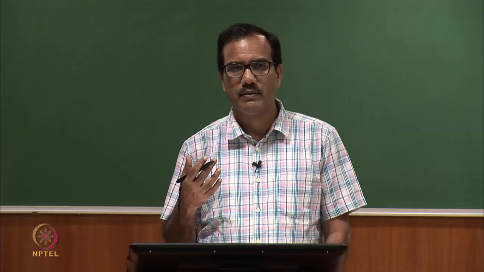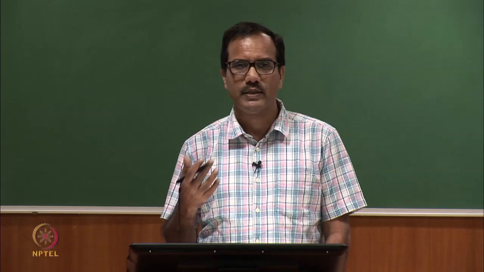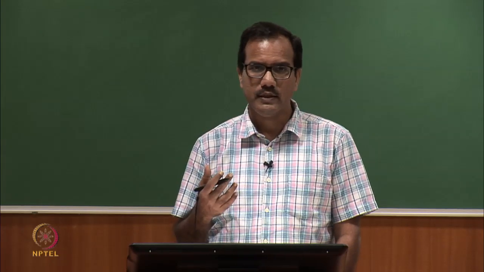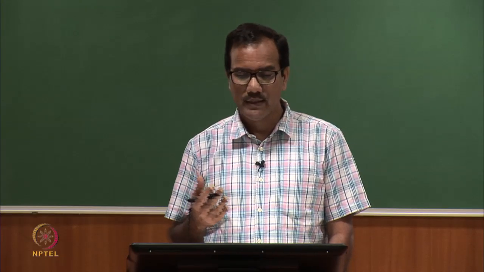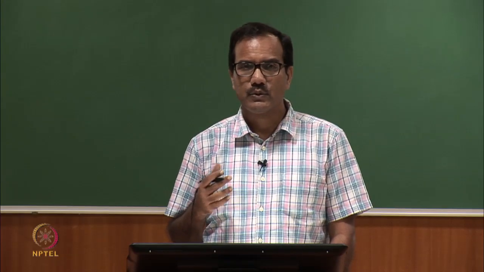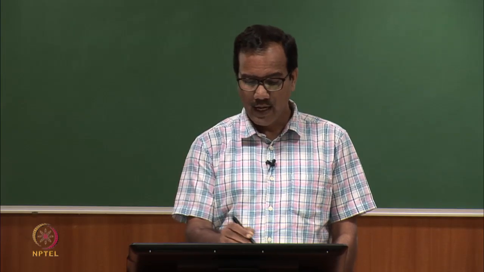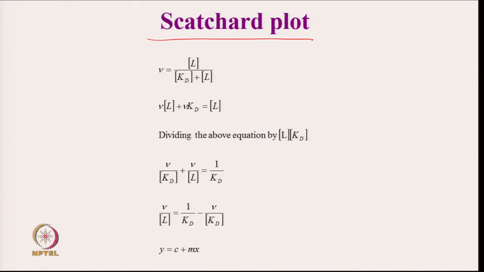But this is not an easy method. Easy method would be to somehow get a straight line which can give the value of K D. So, let us see how to get a straight line to obtain the value of K D, and the plot which we use to get the value of K D is known as Scatchard plot. So, this equation we have already obtained, nu is equal to L divided by K D plus L.